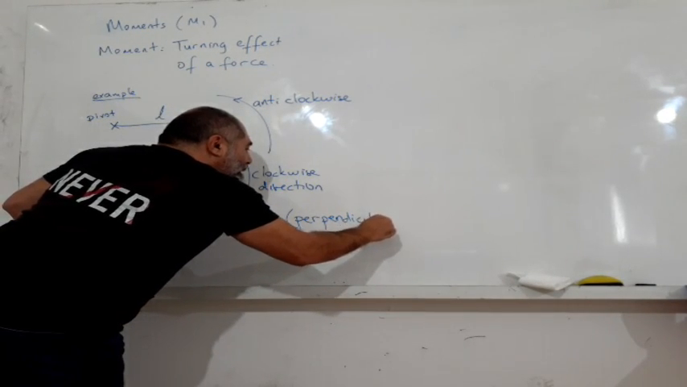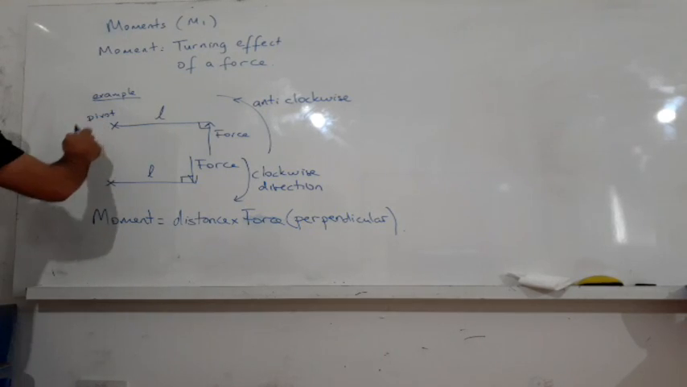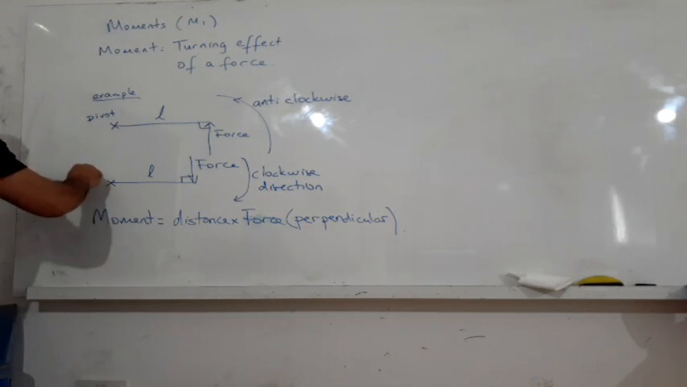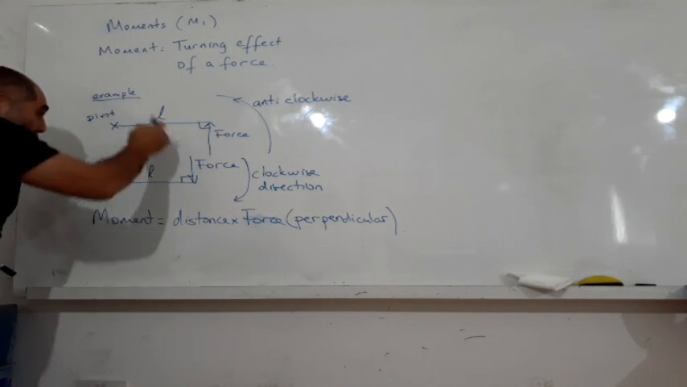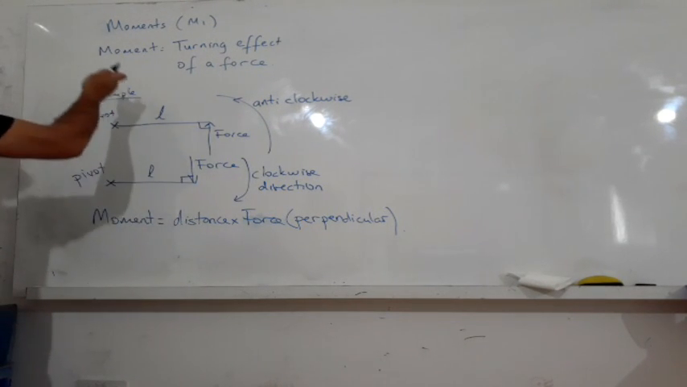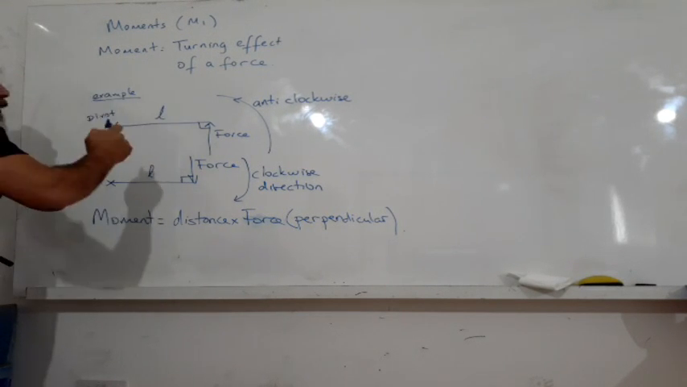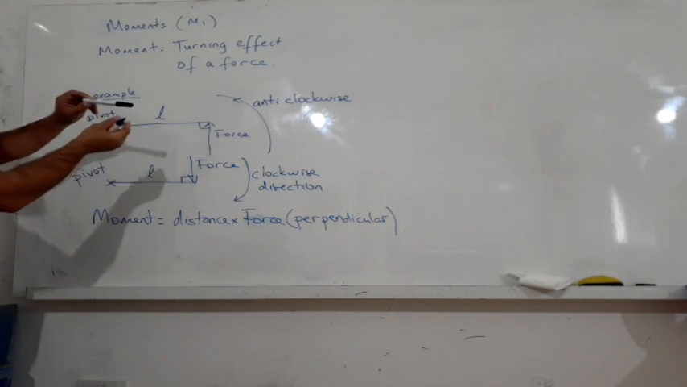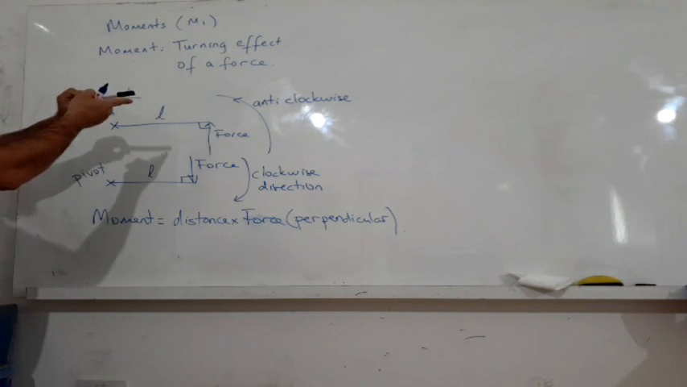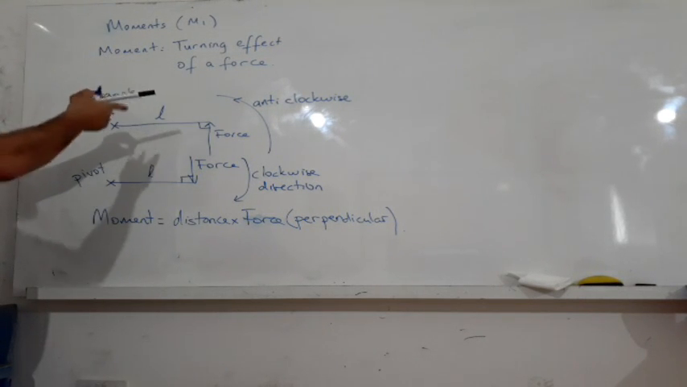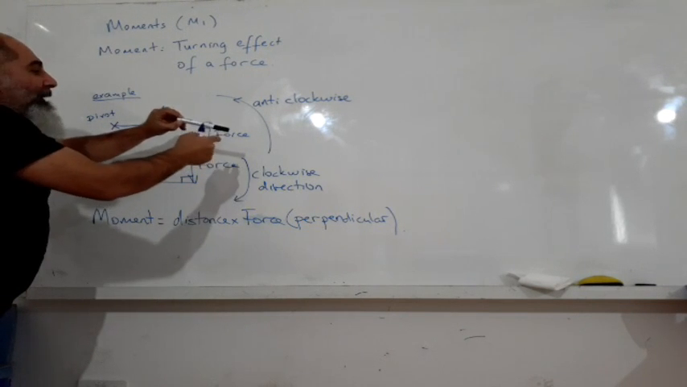And you have to remember that we have to have a pivot so that the rod or the plank turns, does not move. In moment, we don't care about the movement. We only care about the turning. And it happens in two directions. Either anti-clockwise or clockwise.